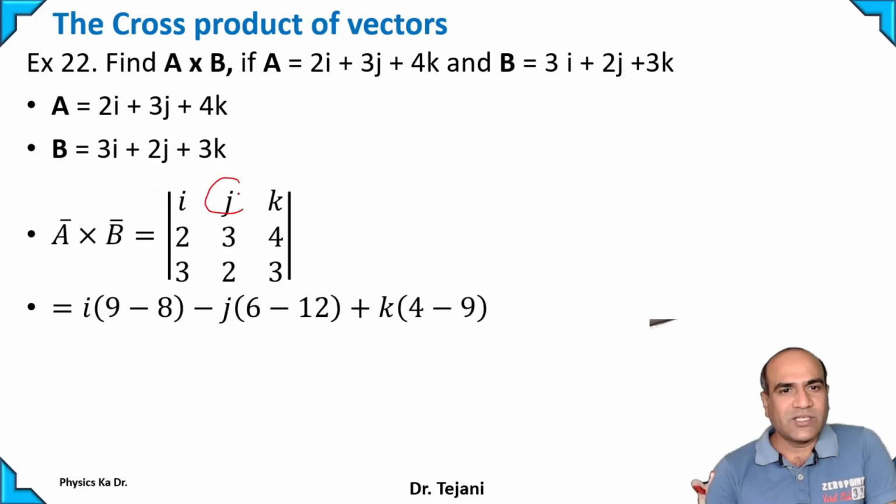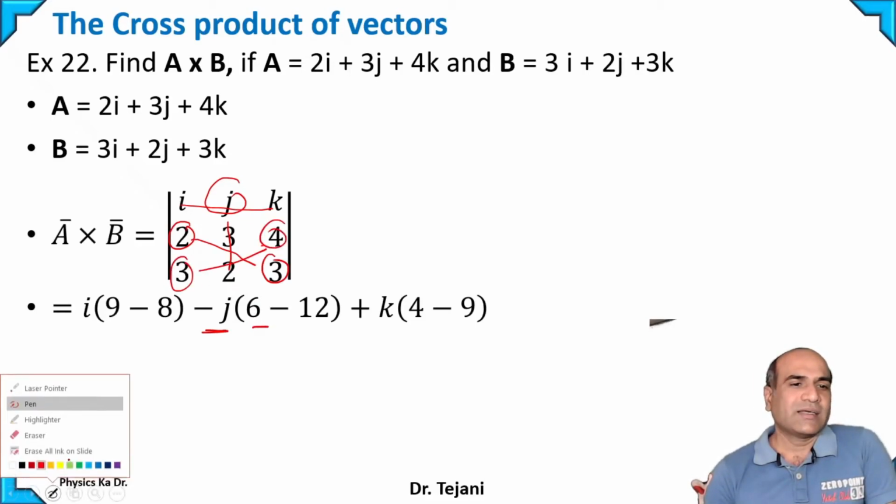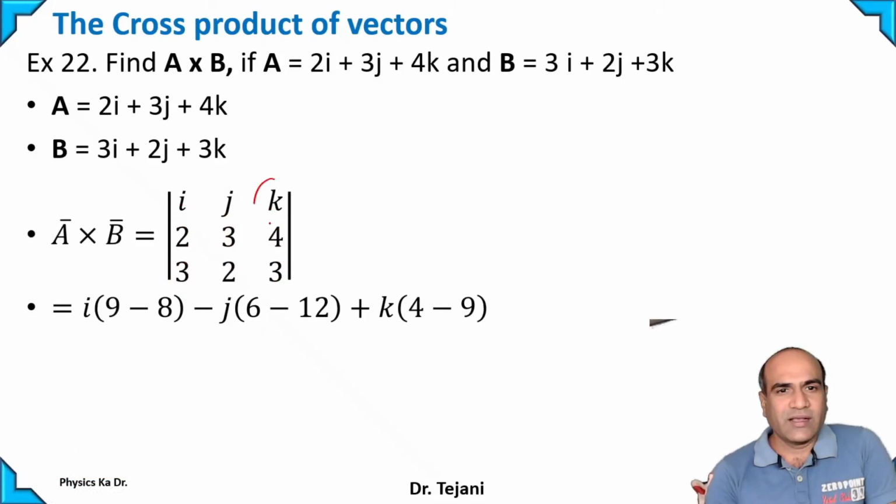Now next is minus j. Minus j, hide this row and column. 2 multiplied by 3 becomes 6, 3 multiplied by 4 becomes 12. Similarly for k, hide this row and column, 2 multiplied by 2 is 4 and 3 multiplied by 3 is 9, that becomes minus 9 overall. It's very simple.